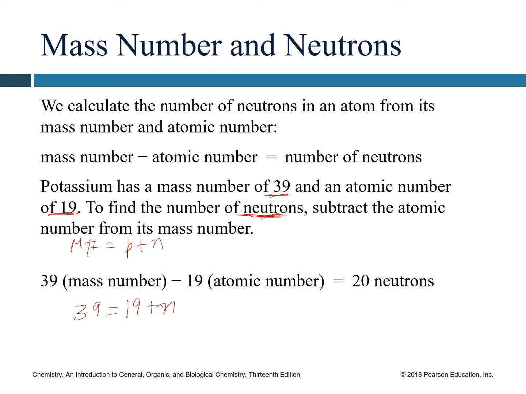So I need to move this 19 from here. How can I move that? Since 19 is added to n, I'll subtract it on both sides. So this would be minus 19, and the right side will also be minus 19. That gives 19 minus 19, which is 0, plus n, which is n. So n would be equal to 20. The number of neutrons here would be 20. You can do the same thing and figure it out for any particular element in the periodic table.